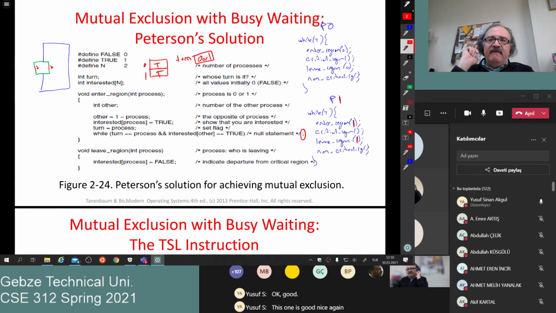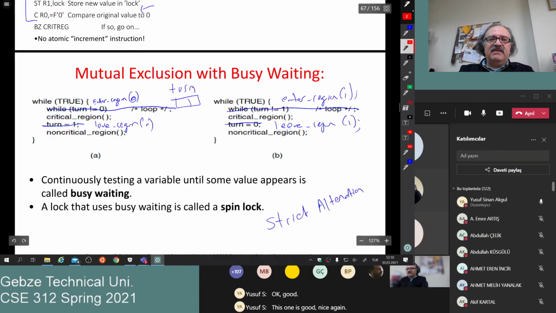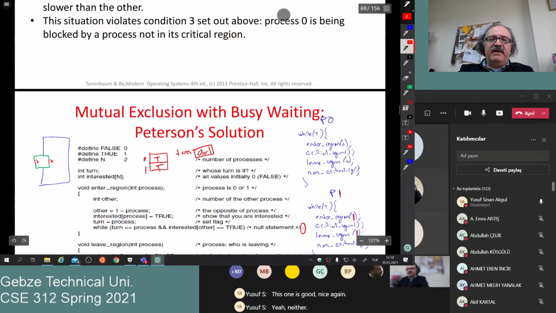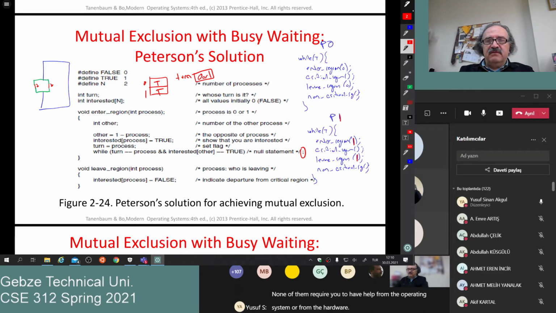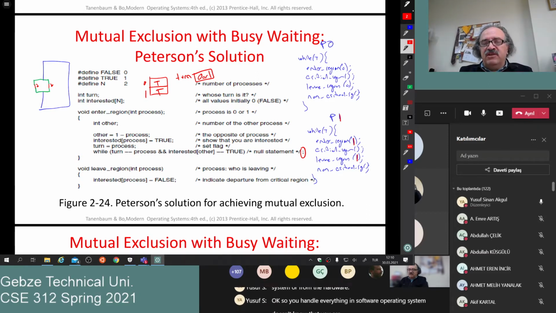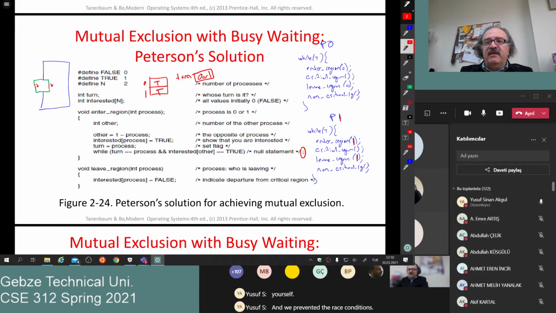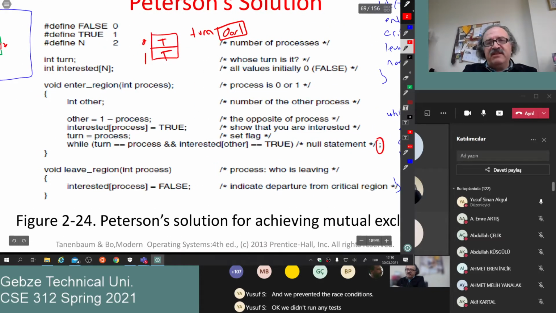Again, neither this strict alternation nor Peterson's algorithm requires help from the operating system or from the hardware. You handle everything in software. The operating system doesn't know that you are doing your critical region by yourself. And we prevented the race conditions. We didn't run any test about what if the switch happens here or there.